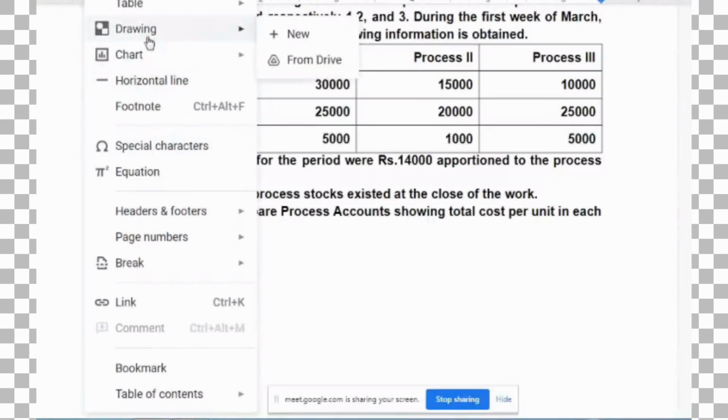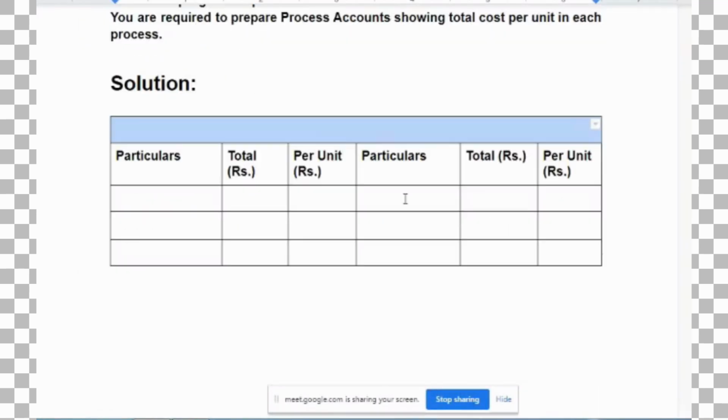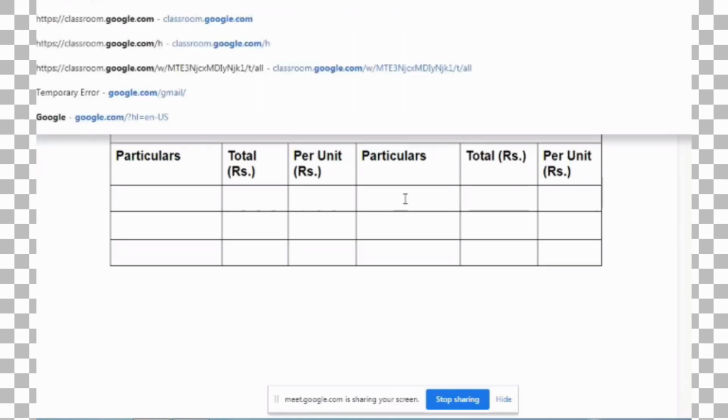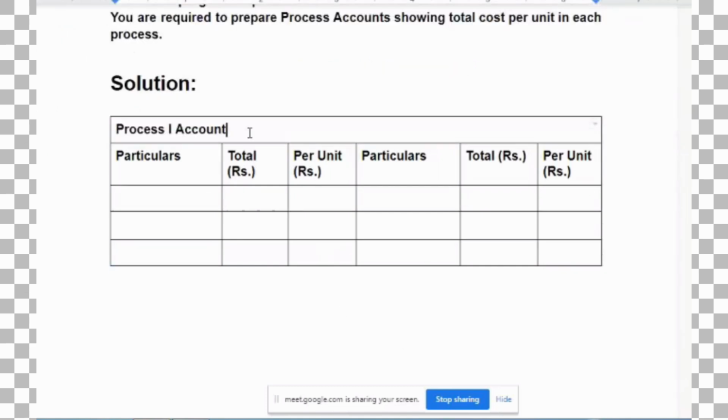You already know how to prepare an account. Clear. Process 1 account. Now let's see how we put the figures in it. Process 1 account. Now it's not a difficult task to prepare the account. Now on the debit side, first of all, we write the material.